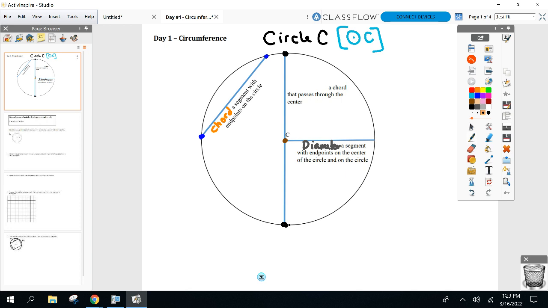Oh, shoot, I put it in the wrong one. Son of a gun. Sorry. Put it in the wrong one. That should be up here. Diameter passes through the center. One job. Start the video over.